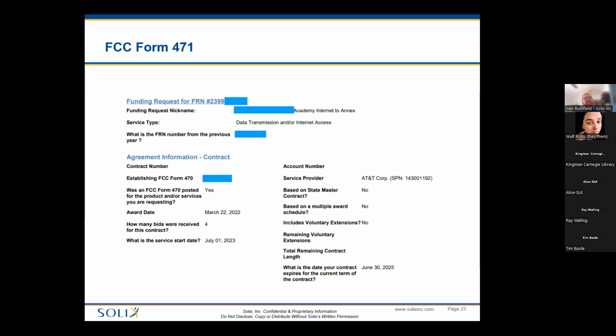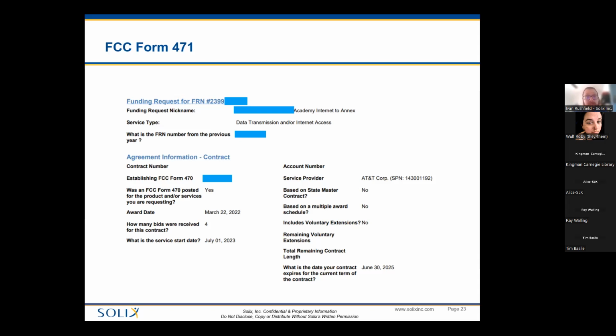So this is what a Form 471 looks like, or at least what a funding request looks like. The Form 471 itself has additional pages, but right now we're concerned about the funding request number itself. So we have our request, we have a nickname saying what it is. In this case, it's Internet to an Annex. We have our service provider, AT&T, their SPIN. We have our award date, how many bids we got, as well as the service start date.